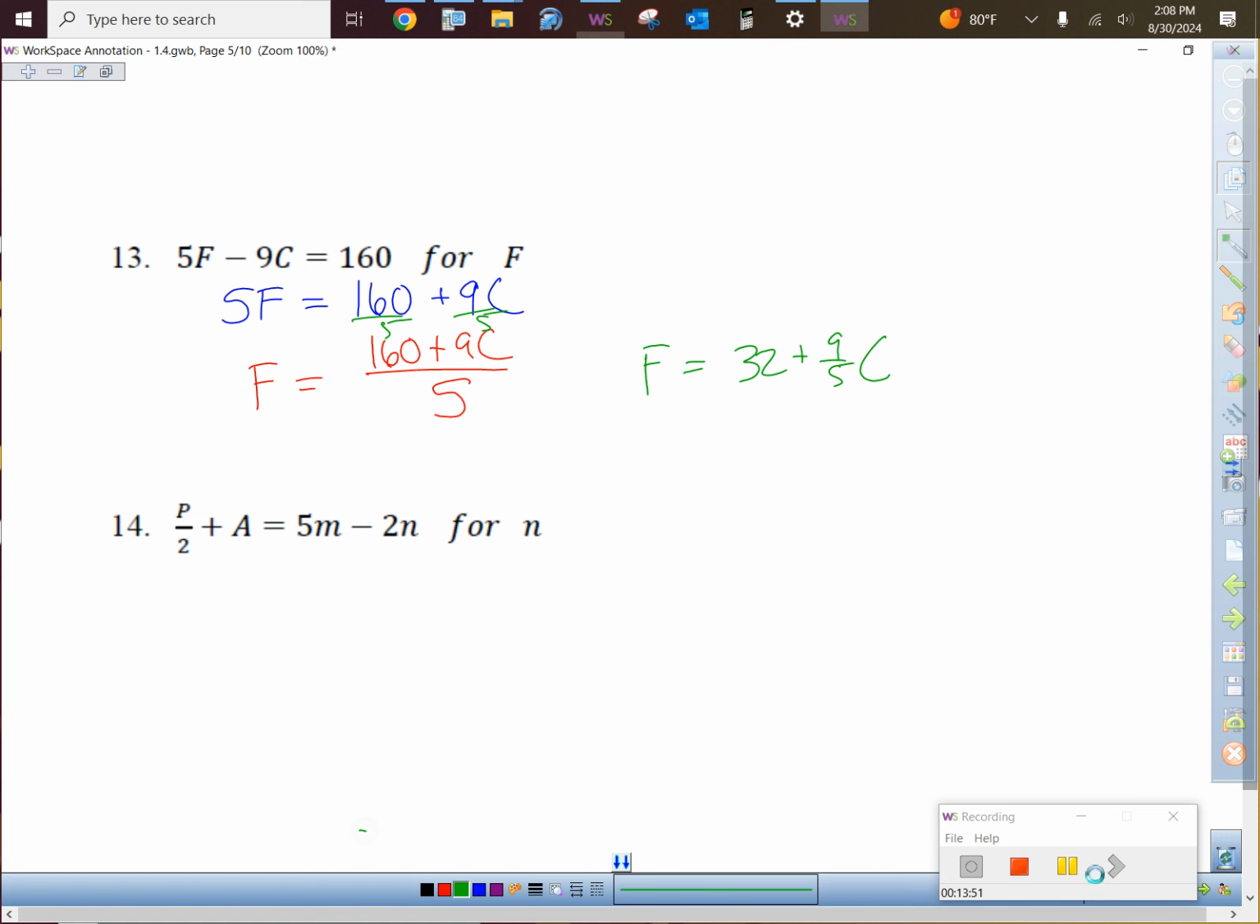So let's try one more. Solve this guy for n. My first move is to subtract 5m over.